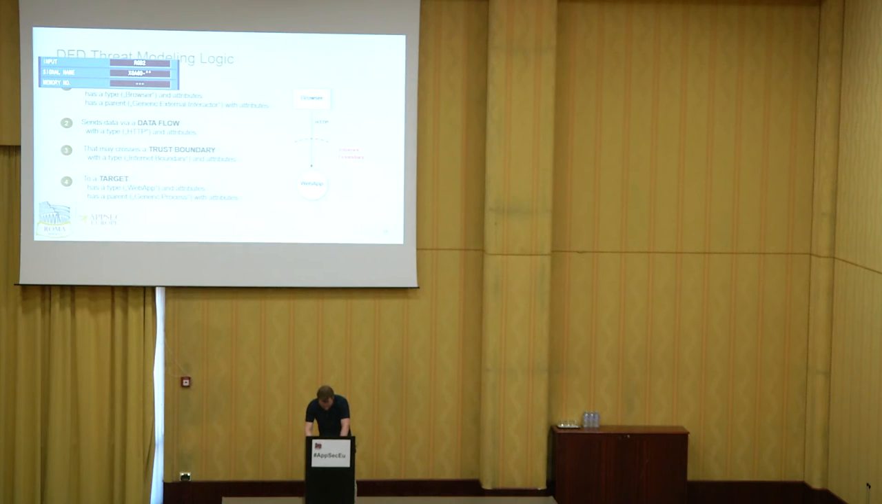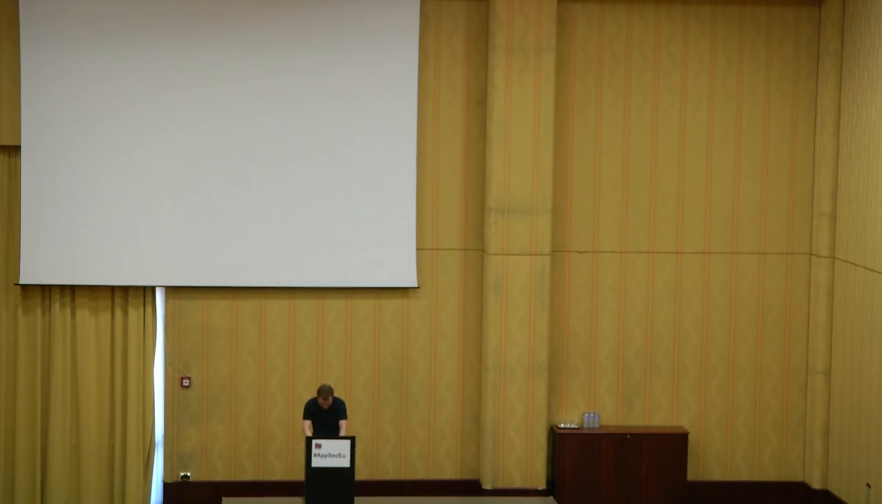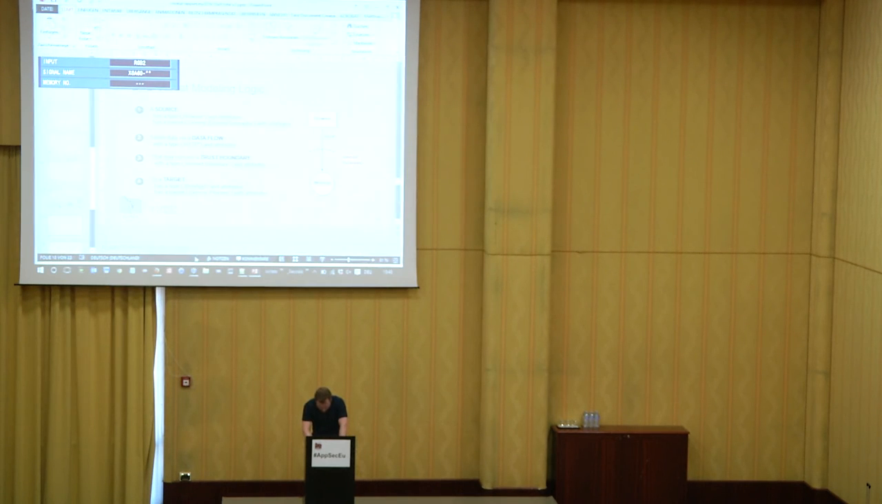This is how the logic works. You always have a source that can be a specific stencil, for instance a browser, or a parent, which in that case is a generic external interactor that you can map the logic to. And then you have a data flow. A data flow can also have a couple of properties applied to it. It may cross a trust boundary with certain attributes, and then it ends up at a target. It could be a specific type, web application, or you can go to the parent, in that case a generic process, and map all kinds of threat logic to it. And that's basically what you see in that tool, and that's pretty cool for two reasons.